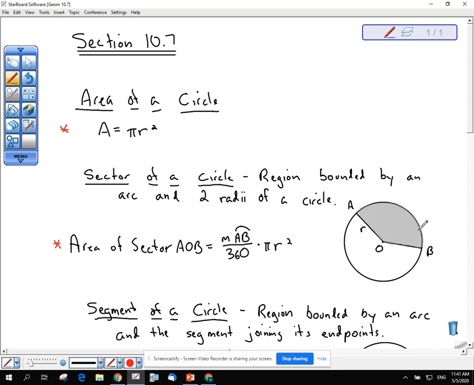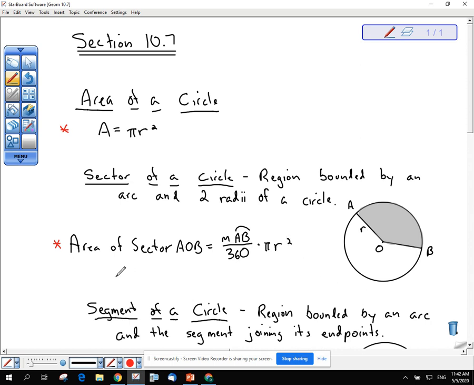This is a sector of a circle. And very much like the length of an arc of a circle, the sector of a circle is a portion of the entire circle. So we need to take a fraction. That's what this calculation is. The area of a sector AOB is a fraction. It's the measure of arc AB out of 360, this much out of 360, times our circle formula, pi r squared.